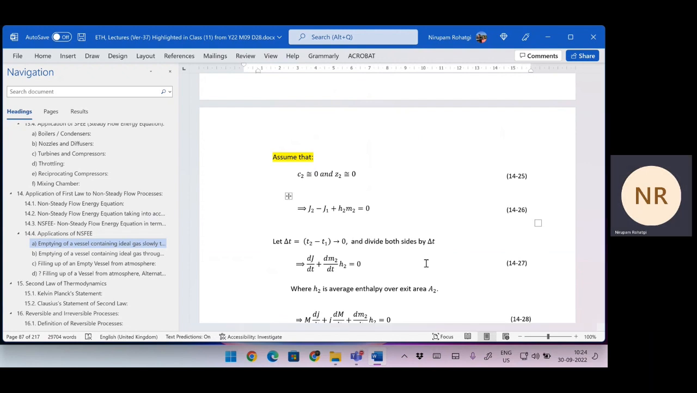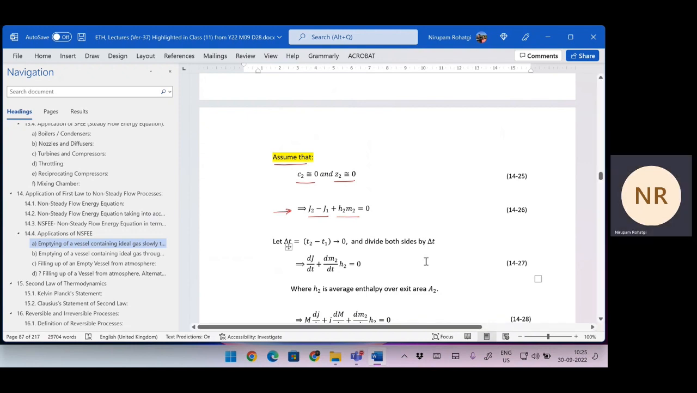Then we are also assuming this. There is another assumption that C2 is 0, Z2 is 0. So we are making many assumptions just to be able to get the final formula which we want. Otherwise, we will not be able to get the formula the way we want it. So your final equation comes: J2 minus J1 is equal to M2H2.